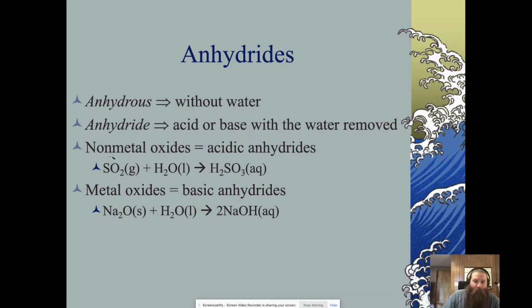So over here I have a nonmetal oxide. What do I mean by nonmetal oxide? Well, I have a nonmetal bonded to oxygen, and when I add water to it, it makes an acid. In the case of the metal oxide, I have a metal bonded to oxygen. When I add water to it, right, because anhydrous means without water. So if I want to undo an anhydride, I have to add water to it. Then I'm going to get a base, right, the OH there on the right side.